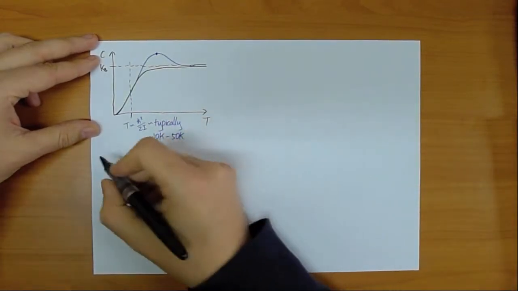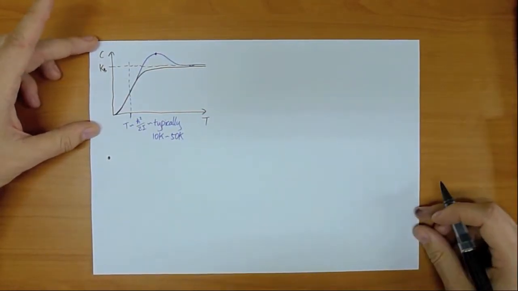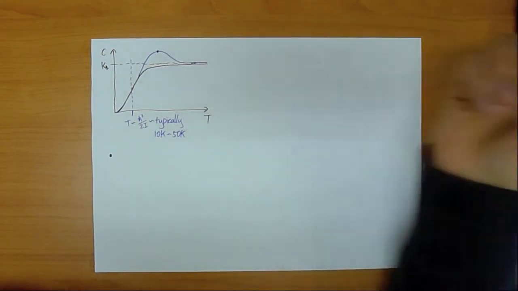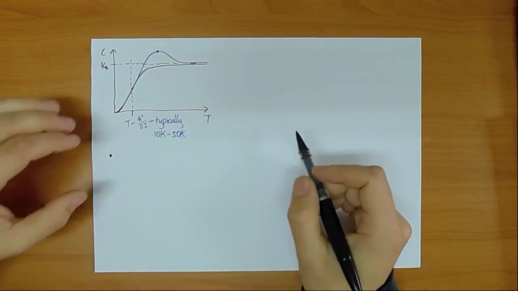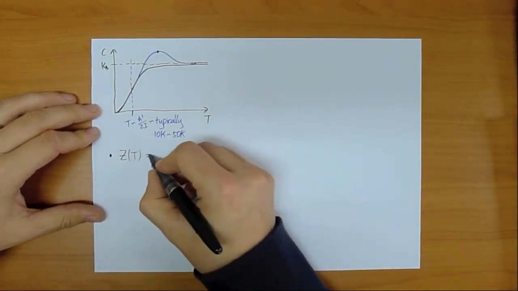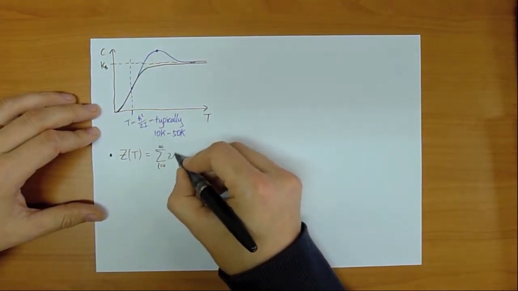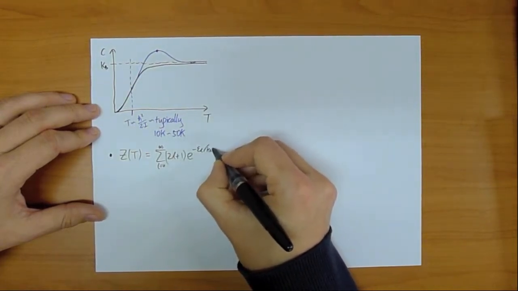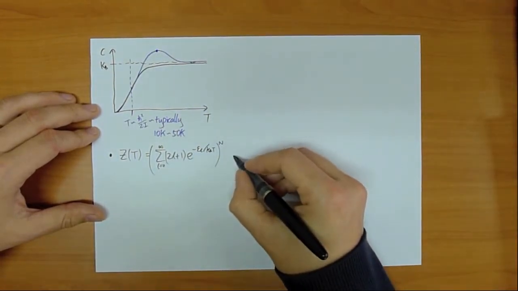Okay, so the final point I want to make, and this is the point which I got wrong in the original lecture, which is why I'm having to do all this again, is that the formula I used for the partition function is not always correct. So this formula, Z of T, is not always correct.